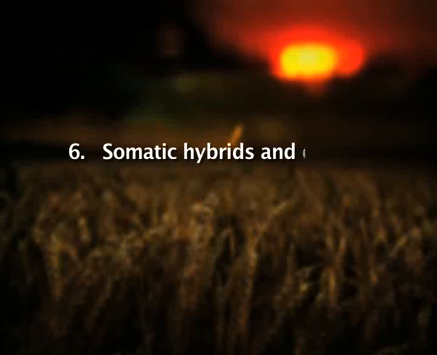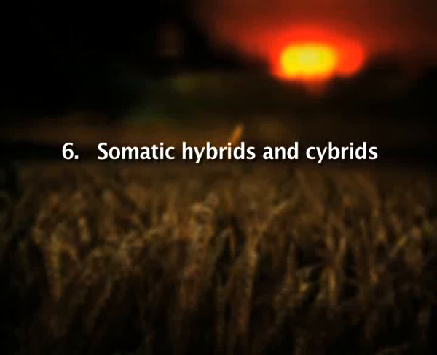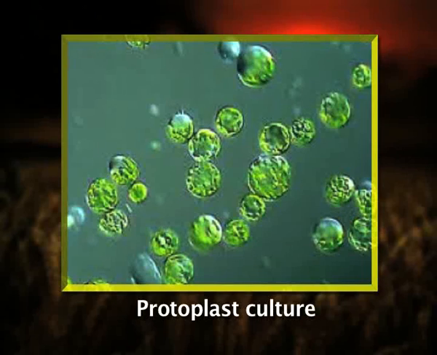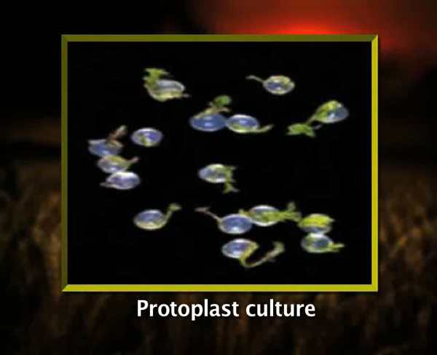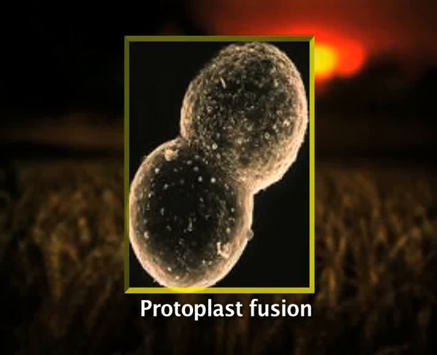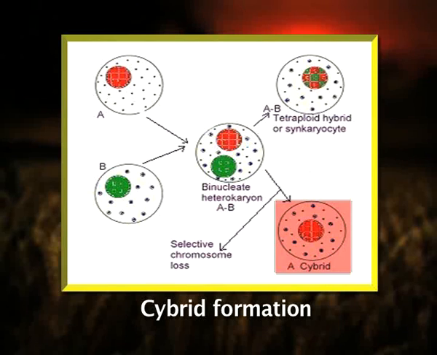Another important application of tissue culture is somatic hybrids and cybrids. Protoplast culture is an important in vitro technique for production of somatic hybrids and cybrids. A somatic hybrid is produced by fusing protoplasts of two different species, whereas a cybrid contains the nuclear genome of one parent and cytoplasm of two different parents.